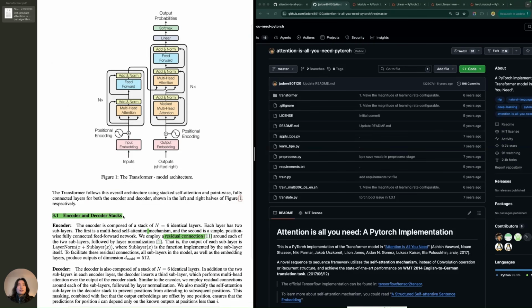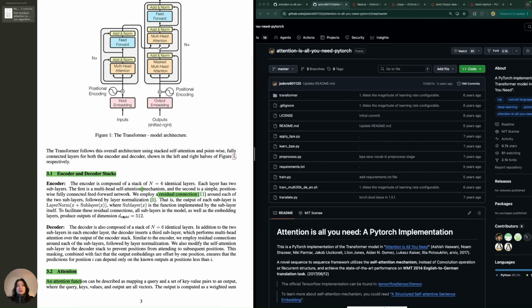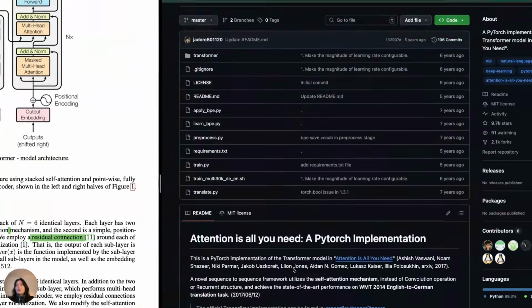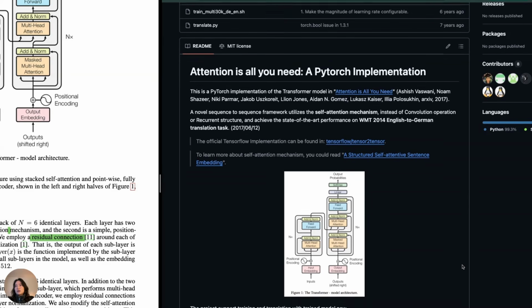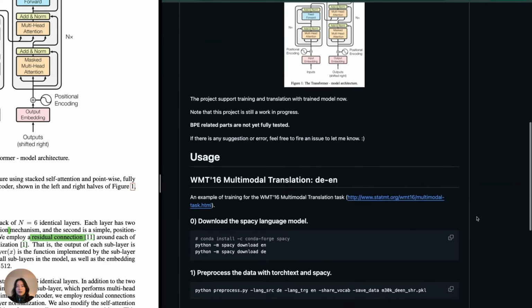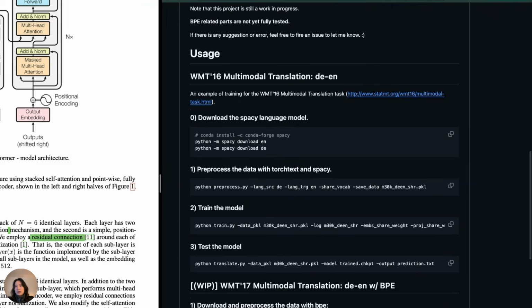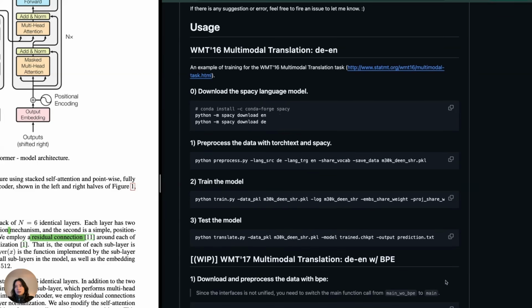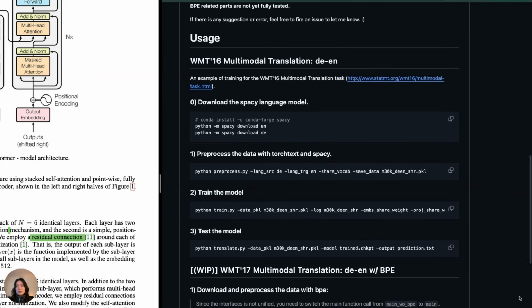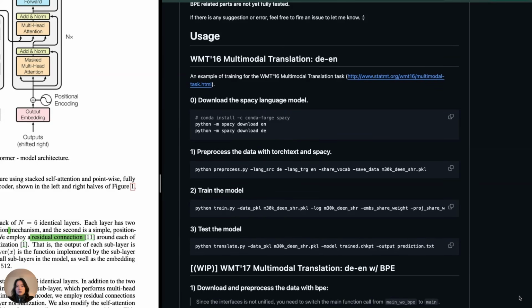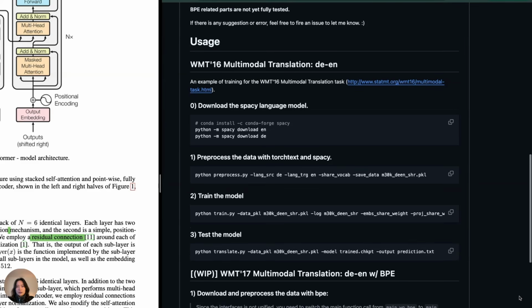Here, as you can see, the first section is about the encoder and the decoder. But before we dive in, when you first look at this repository, try to scroll down and read the Readme file just for a second. Mostly it explains what the paper is about and also the usage. This is a good guidebook to kick off with if you want to experiment and run this GitHub repository.